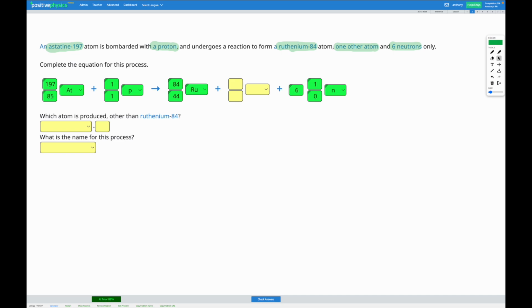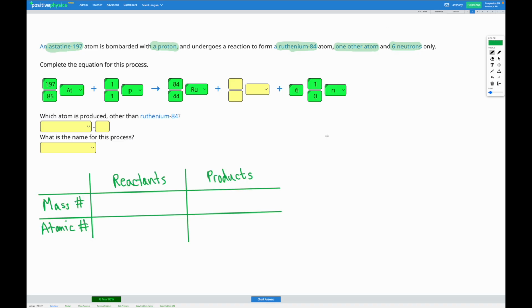Alrighty, so now we're going to have to go ahead and add up our mass numbers on the top and our atomic numbers on the bottom to figure out what are the missing mass and atomic numbers for our unknown atom. So let's start by looking at our mass numbers. In our reactants, we've got 197 and 1. So we've got 197 plus 1, which gives 198. Then in our products, we've got 84 for our ruthenium atom, plus our unknown mass number, I'm going to call it M, plus we've got 6 neutrons, which is 6 times 1, so 6.